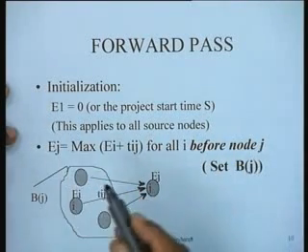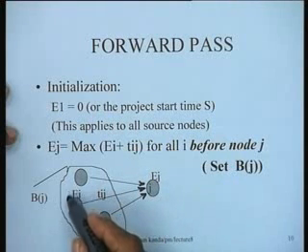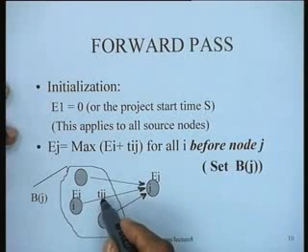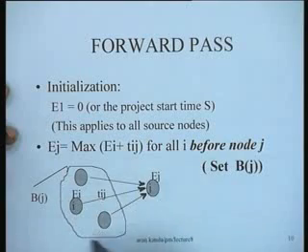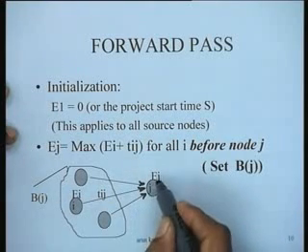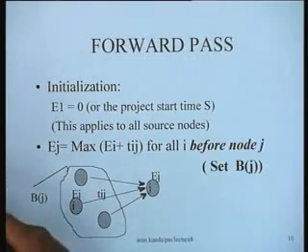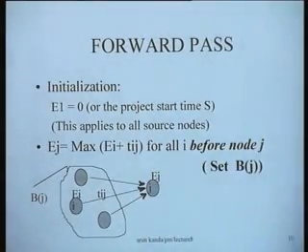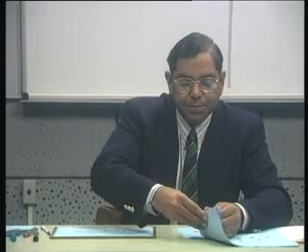What we basically do is we estimate Ej as the maximum of the earliest occurrence time of this node plus the duration of this activity, and we compute the maximum over all these nodes, and that would in fact define the value of Ej for this particular network. Now let us try to apply this to the sample network which we are trying to investigate.